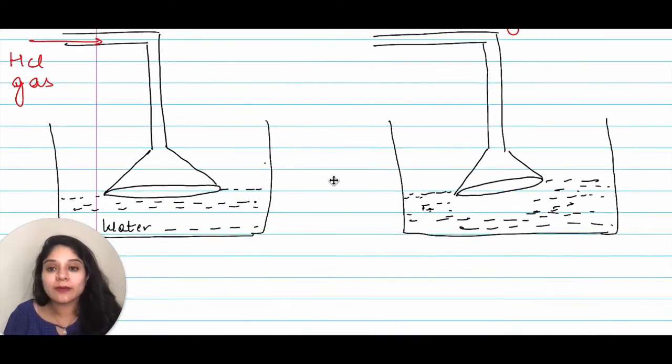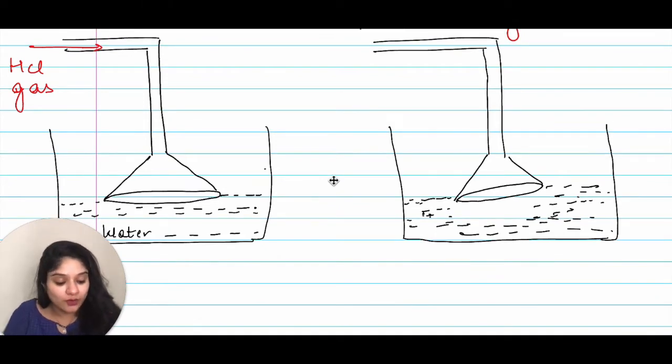One thing to keep in mind is that the water in the trough should be just touching the brim of your inverted funnel. It should not be dipped in water. It should not be away from the brim. It should be right here, touching the level of water.